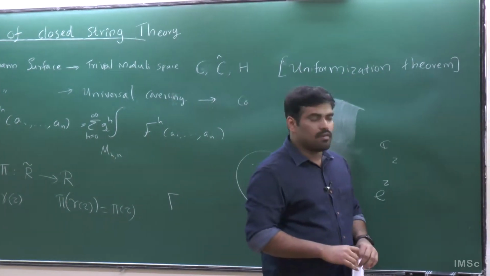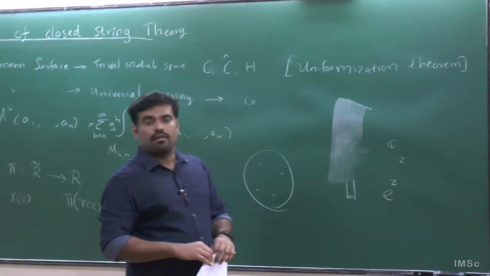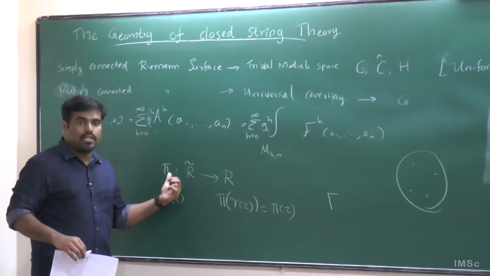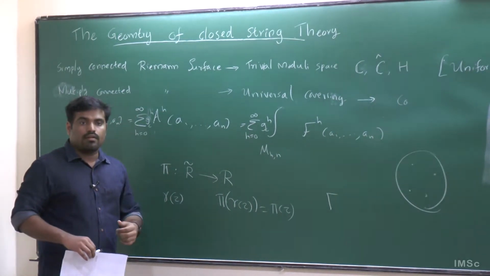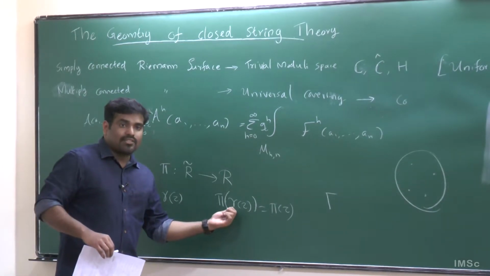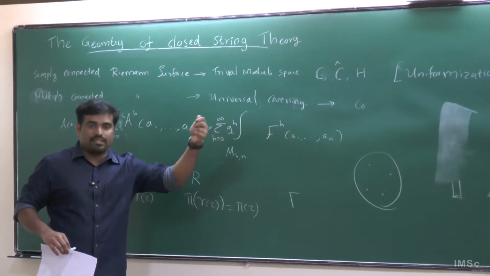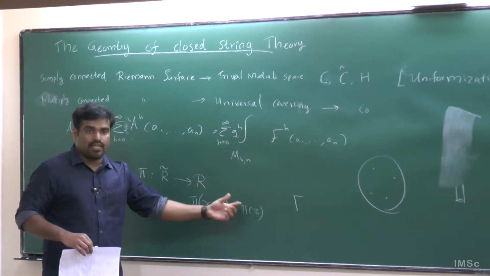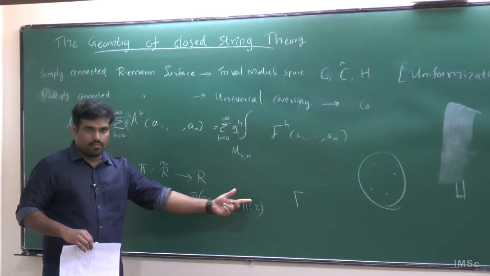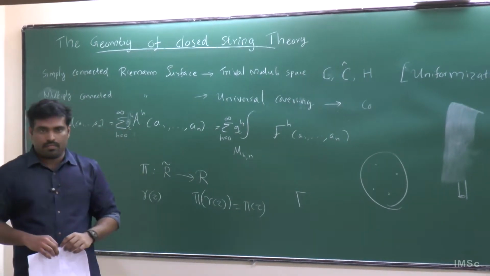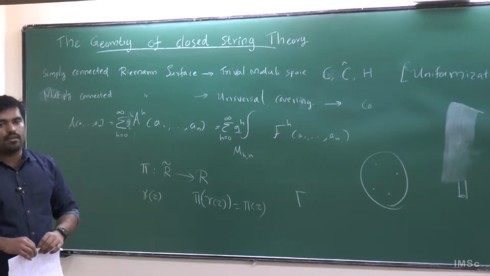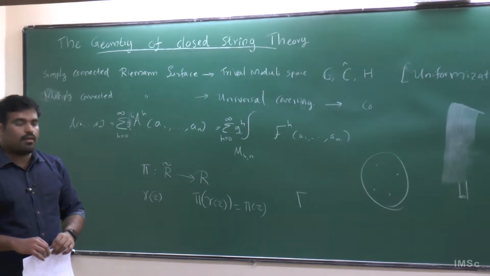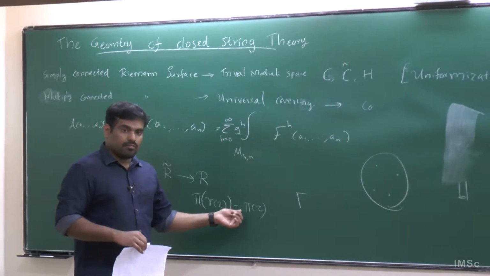Since it's a many to one map, pi is many to one. In some sense there are multiple copies of R. Gamma is taking you from one point to its copy image, right? So C and gamma C map to the same point. That's why it's a many to one map. There are multiple copies of R inside R tilde, and those copies are connected by gamma. This relation between pi and gamma is enough to prove that gamma is a group.